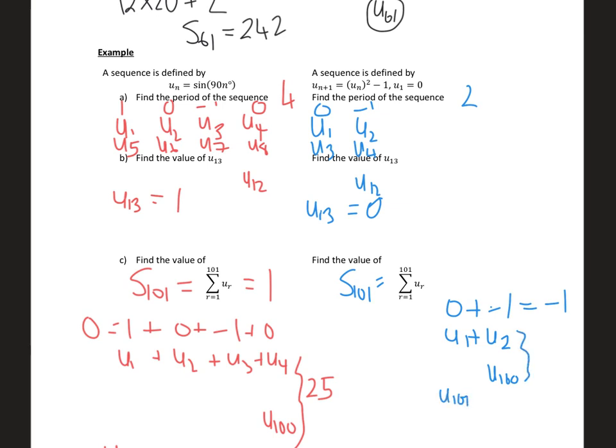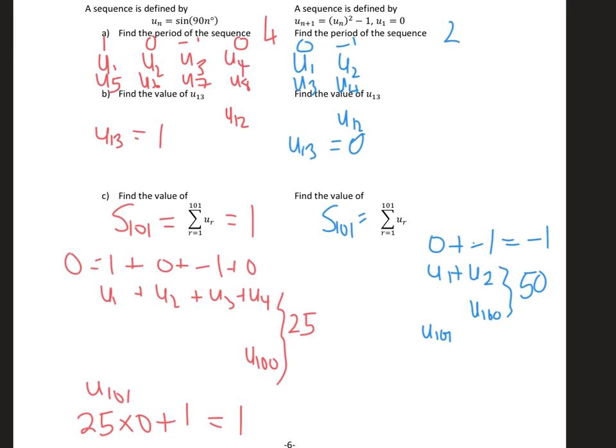So how many rows? 2 into 100. So how many 2s go into 100? It's going to be 50, plus that one term left over. So I'm going to have 50 lots of minus 1s plus this extra term here, which is in the first column, so it's a 0. So that gives me minus 50.